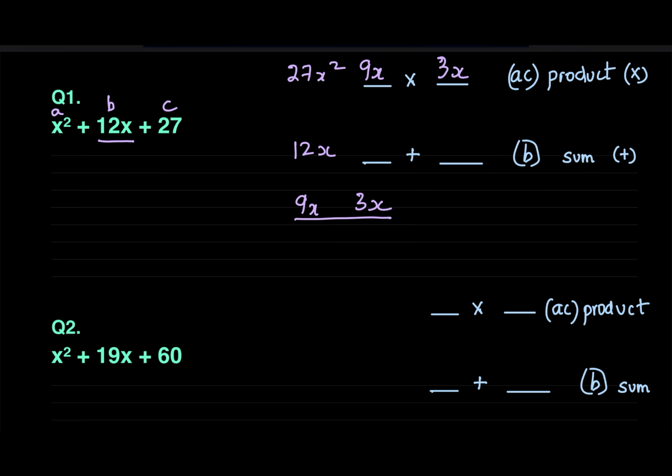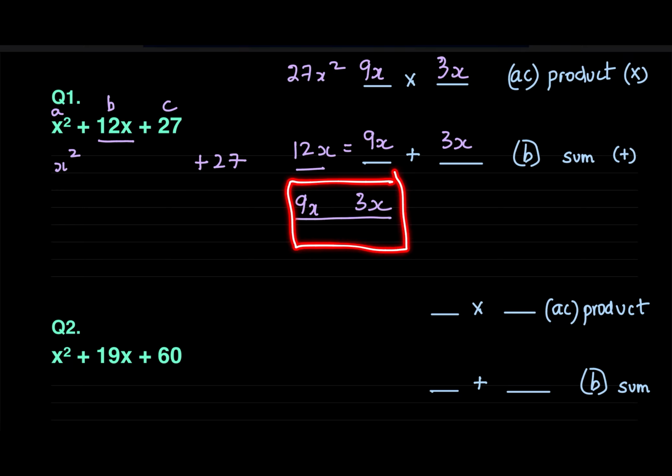Will the same terms give me a sum of 12x also? Yes, 9x plus 3x will give me 12x. So these are the two terms which I'm going to split in between the first and the last term. So the very first step, I just want you to write down the first and the last terms of this expression as it is. Now whichever two terms we got, I'm going to place here. So that will be positive 9x, positive 3x.